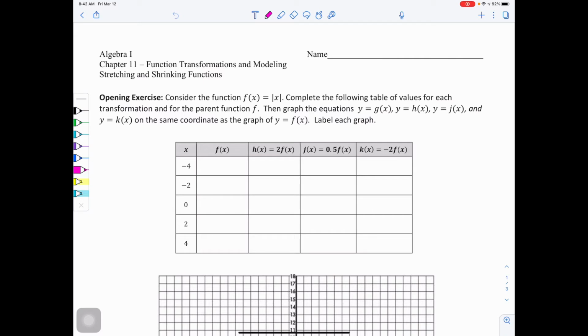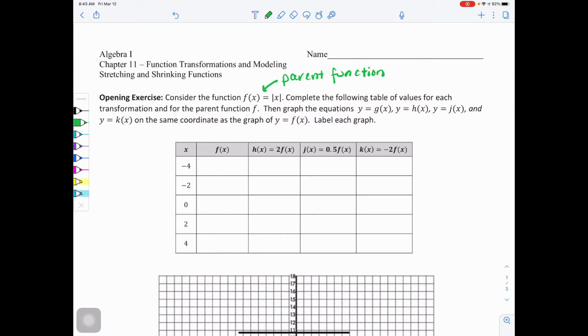Our next lesson is called stretching and shrinking functions. So you're going to start with an opening exercise. It says consider the function f of x equals the absolute value of x. So I want you to think back to vocabulary we've learned before. This would be considered your parent function, where you start and what you compare everything to. Complete the following table of values for each transformation and for the parent function f.